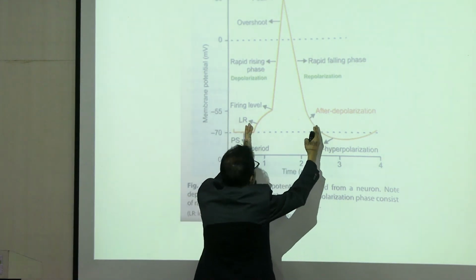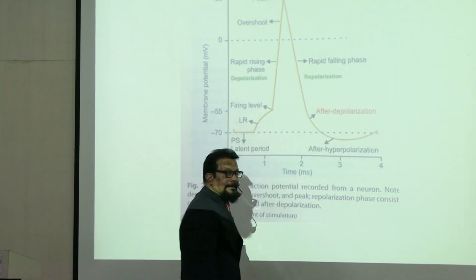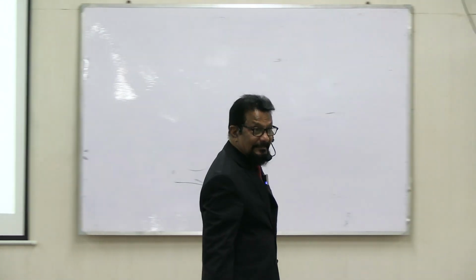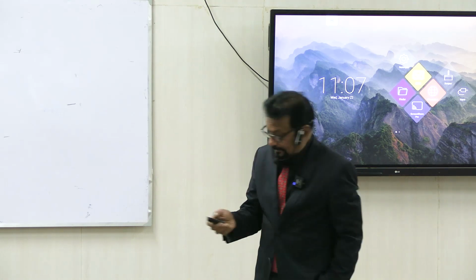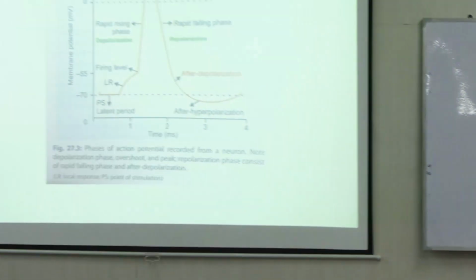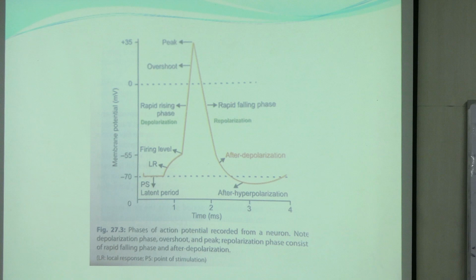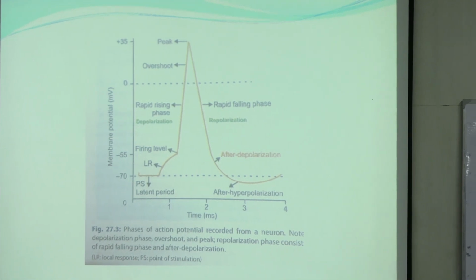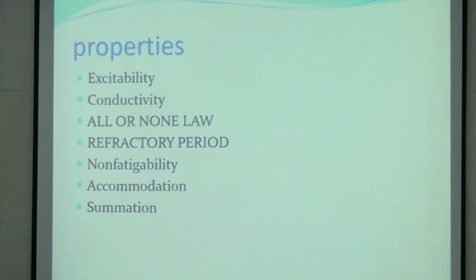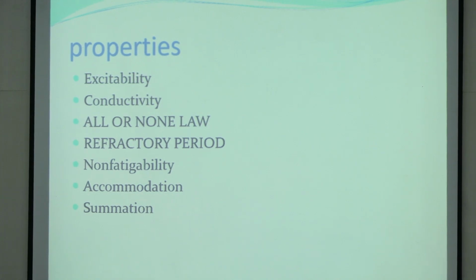Generation of an action potential normally takes 1 millisecond to 4 milliseconds. Depolarization takes only 0.1 millisecond. Repolarization takes the rest of the time. So depolarization is fast, repolarization is slow. And now we are in a state of explaining the properties. Now we learned what is action potential, what is depolarization, what is repolarization.